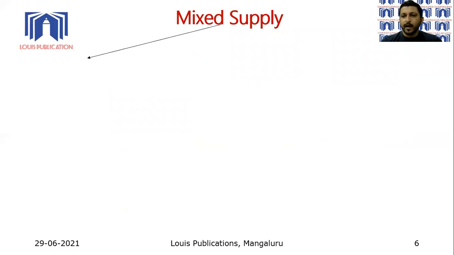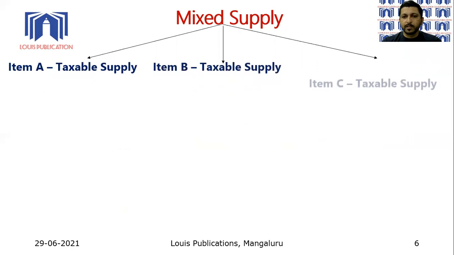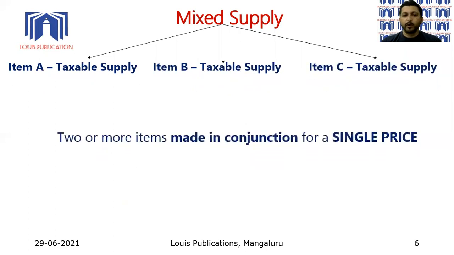Once again, for understanding mixed supply, I take say 3 items. I take item A, it is a taxable supply. Item B, a taxable supply. Item C is a taxable supply. Now I make a very, very critical point: 2 or more items made in conjunction for a single price. You are adding 2 or more items and giving them. Normally, these items need not be put together. These are items which are usually sold separately. But the supplier is making a hamper and giving it.